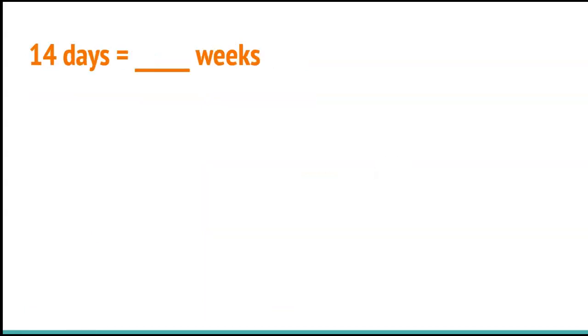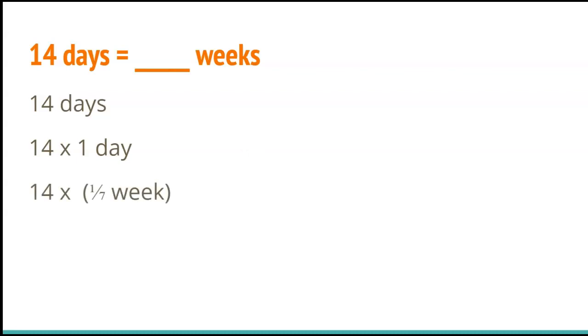All right, so if I'm trying to do 14 days, I'm trying to figure out 14 days is how many weeks? Well, first I'm working with 14 days. I know that that's the same as 14 times 1 day, because 14 days is 1 day, 1 day, 1 day, and so on. So it's 14 groups of that 1 day. So now I'm going to express that 1 day in terms of weeks. 14 times 1/7 of a week, because 1 day is the same as 1/7 of a week.